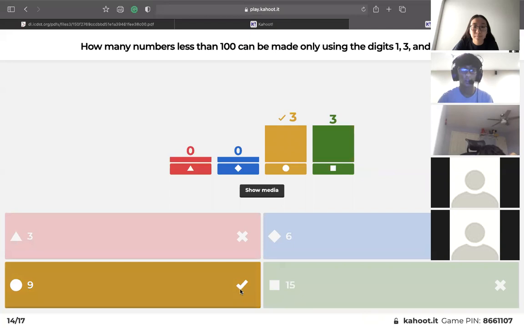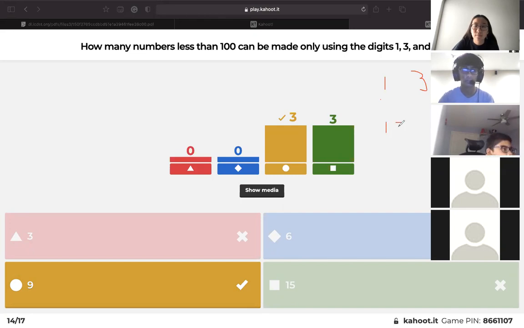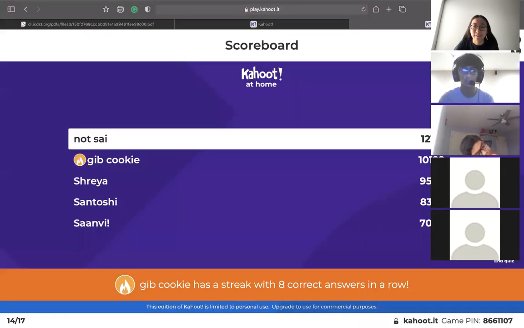Remember, it says less than 100. So 531 or 315 or 135, those are not less than 100. So here are your possibilities: 1, 3, 5, 13, 15, 31, 35, 51, and 53. AMC always has these little subtle things that people will miss. Remember, read the question carefully. 30% reading comprehension, 70% math.